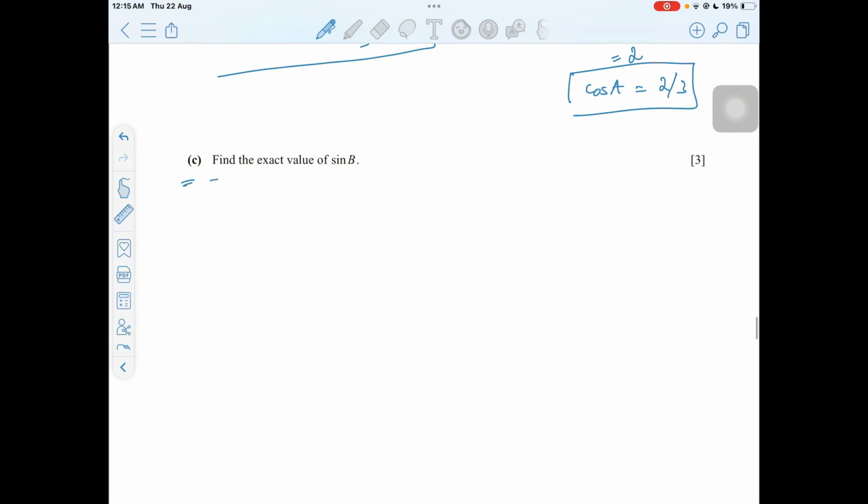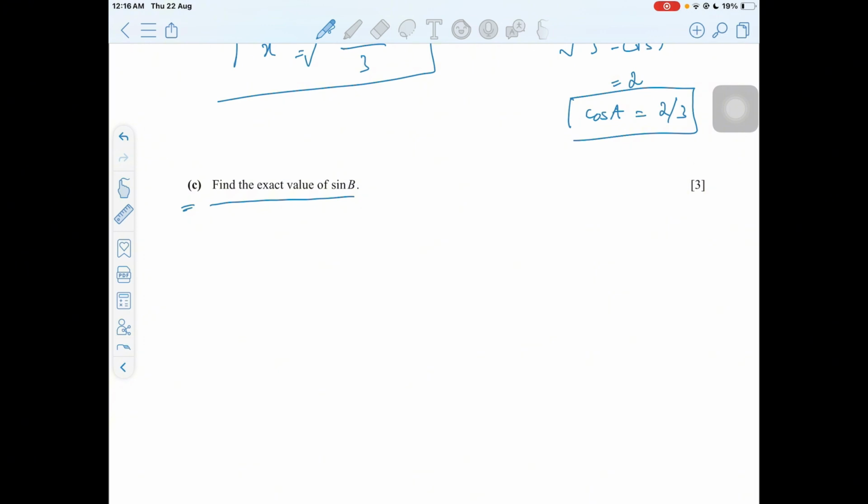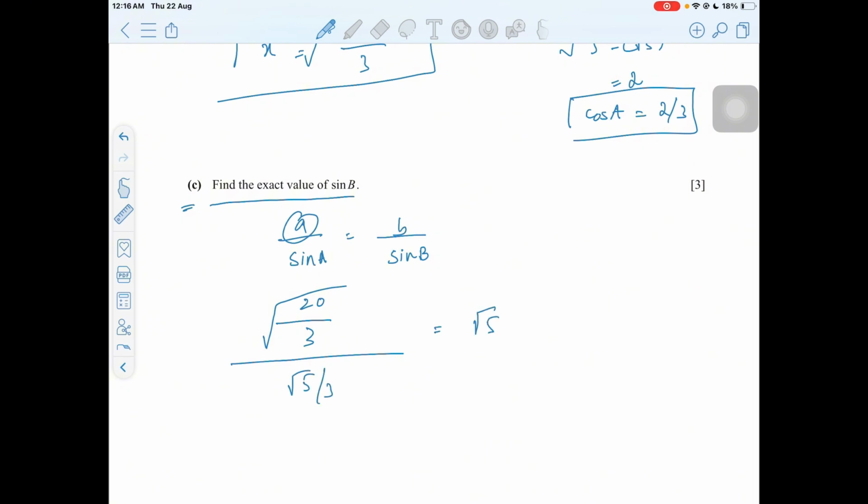Now in part C, we have to find the exact value of sin B, right? We need an exact value of sin B. Here we can use the sine rule, right? We have our x, we have our alpha, sine alpha. So this would be a over sine alpha equals b over sine b, right? We have our a as root 20 upon 3, complete root 20 upon 3, right? We have our sine a as root 5 upon 3. We have our b as root 5 plus 1.